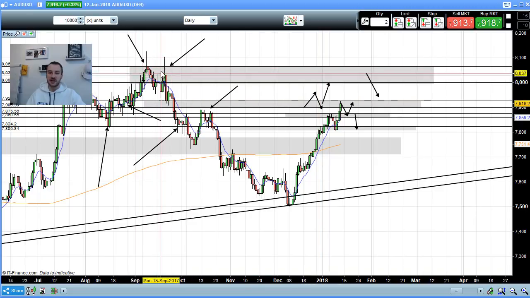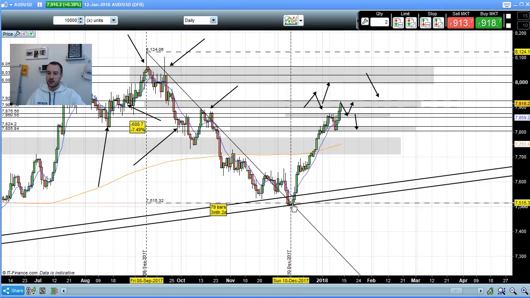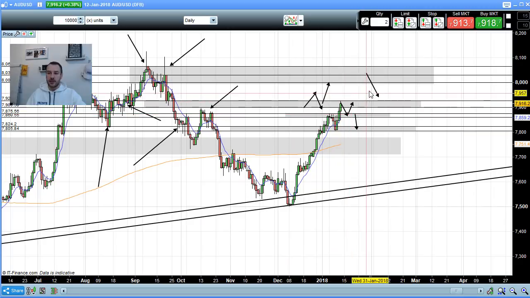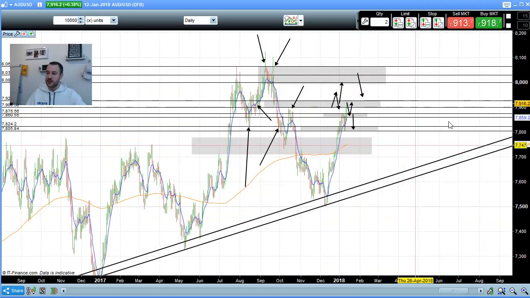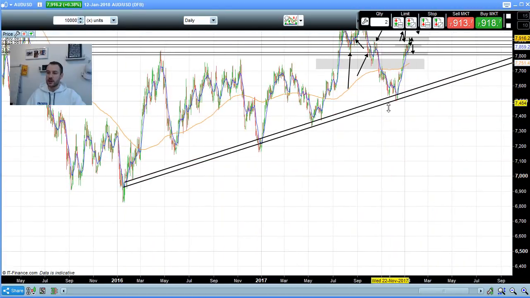Which is lining up with the previous swing high, which caused this, let's have a look, 620 point sell-off. And this once again would be key resistance. It all started back down from our sloping trend lines right here.